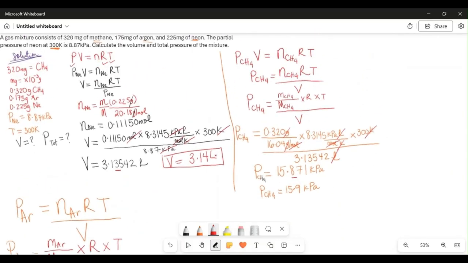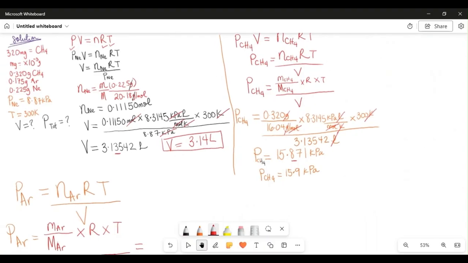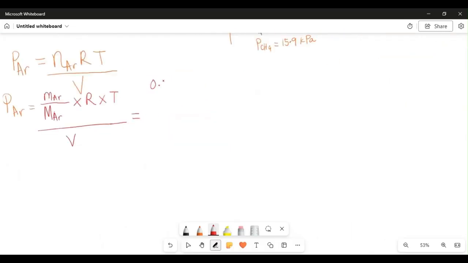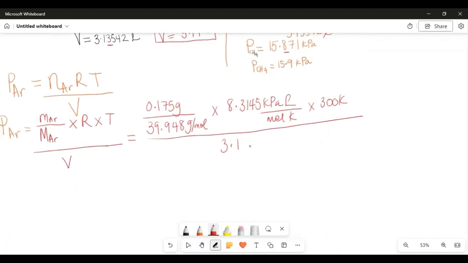The mass of argon, we have that to be 0.175, I'm sorry, 0.175 grams of argon, divided by the molar mass of argon, that's 39.948 grams per mole, times the gas constant 8.3145 kilopascal times liters divided by mole Kelvin, times 300 K, divided by the volume, which is 3.1354 liters. So you cancel that out.